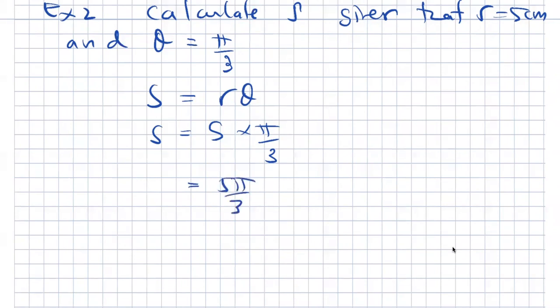5 pi over 3, and again on the calculator it still comes out at 5.236 centimeters to 4 significant figures. So it is just easier to do. Let's look at another example.